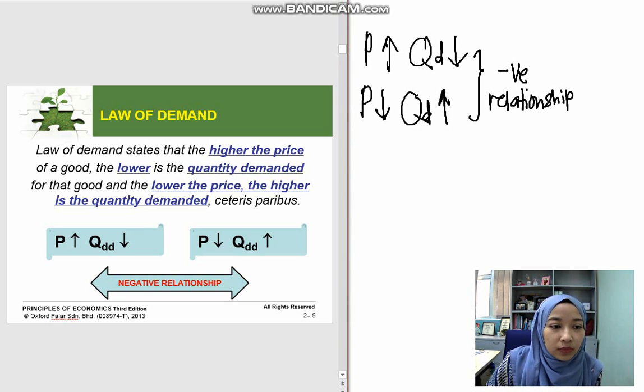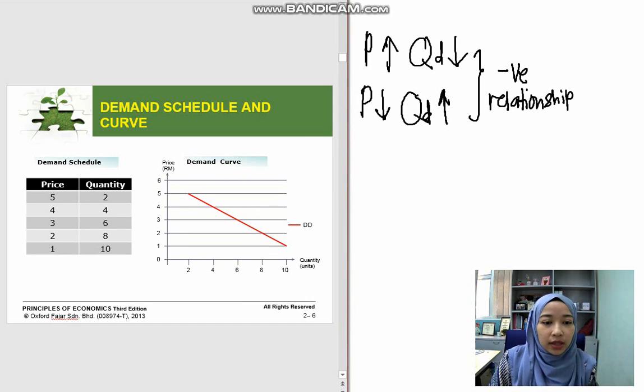Now let's look at this example. Let's say you are given this demand schedule. This table here shows the change in the price as well as the change in the quantity demanded. What you can see here is when price becomes cheaper, the quantity demanded increases. So you will get this graph, which is generated from the data in this table. Let me show you how we get this graph here.